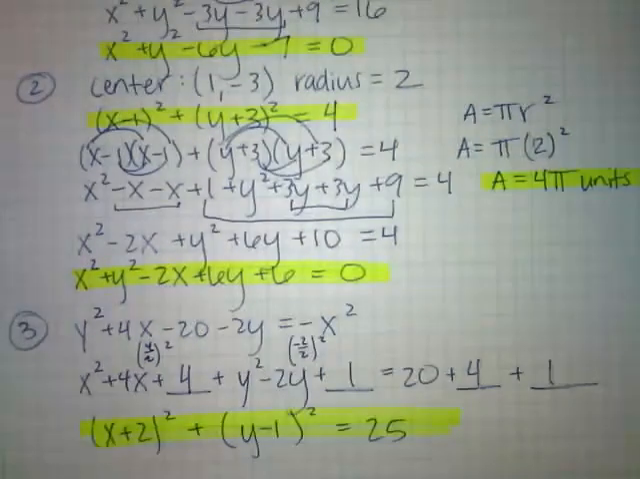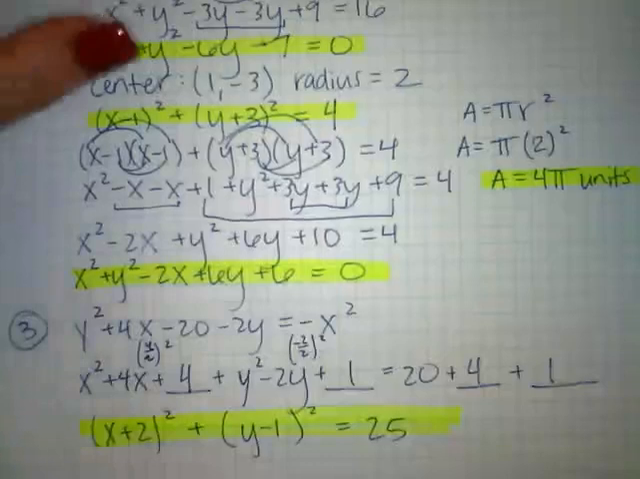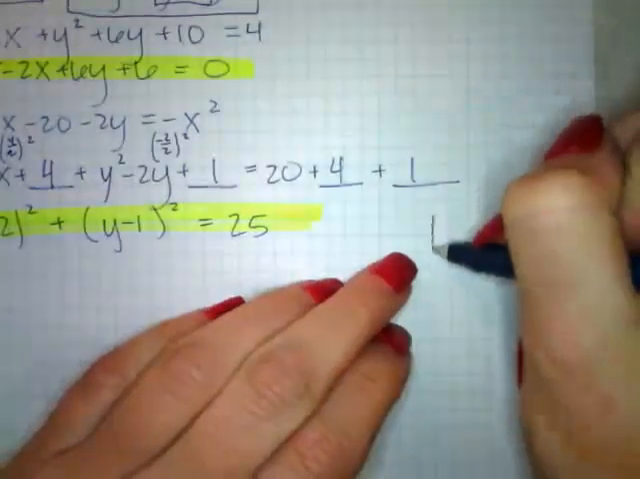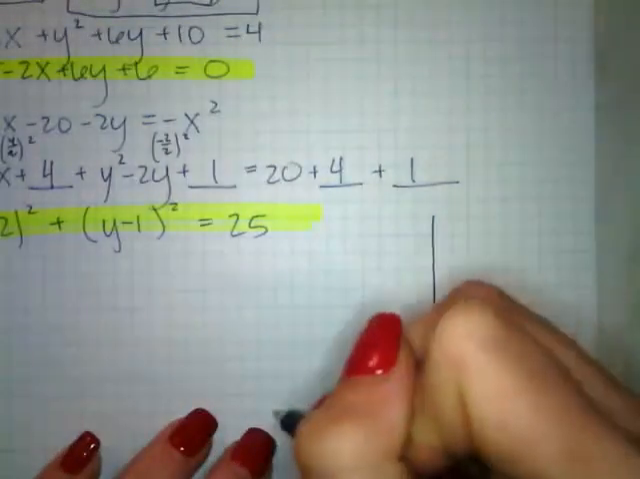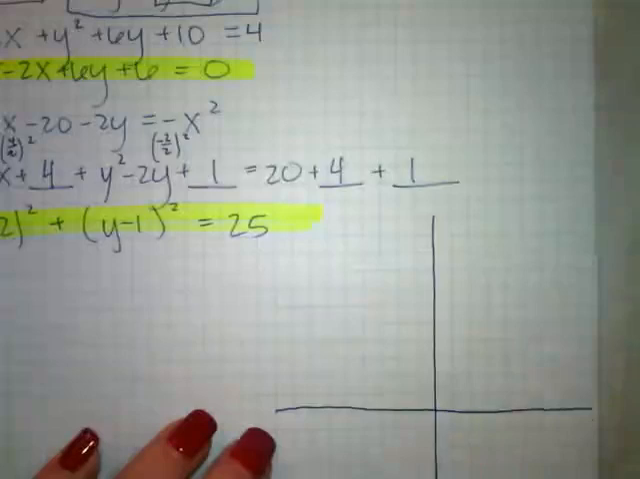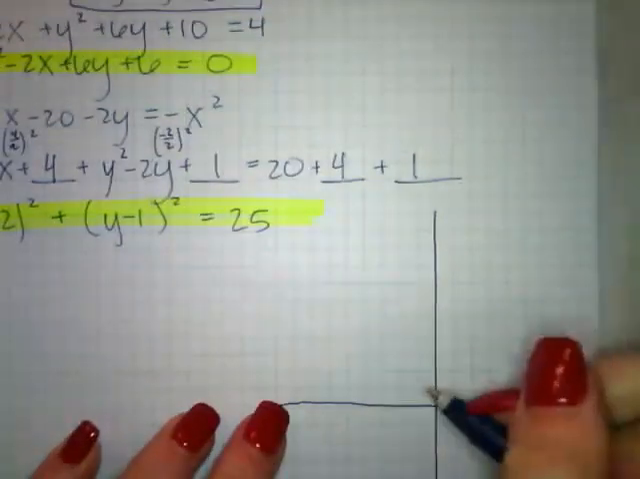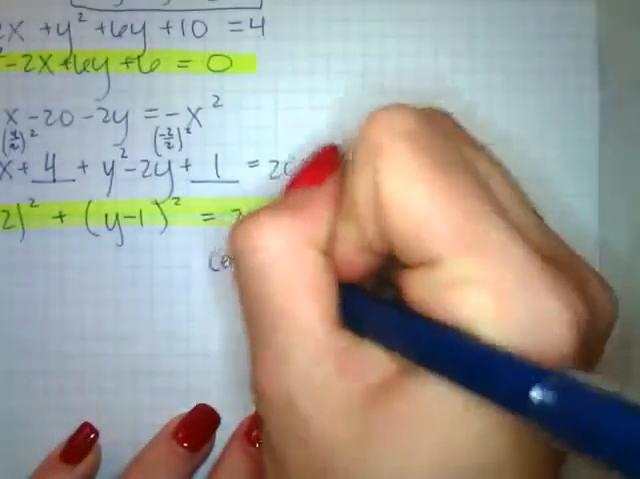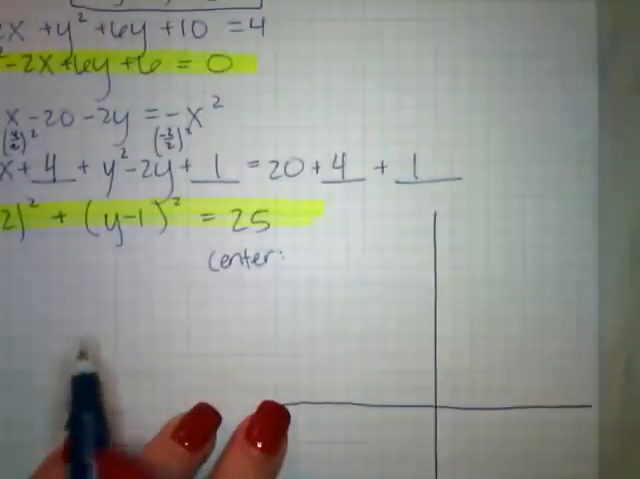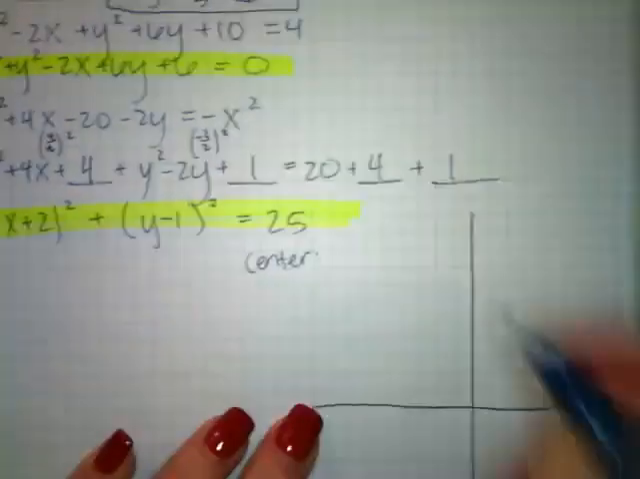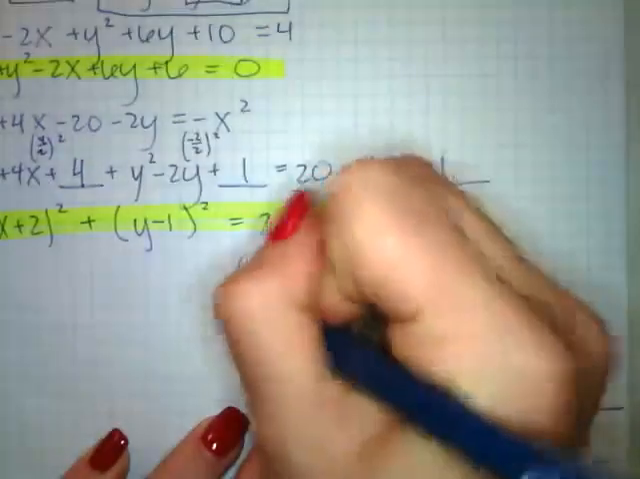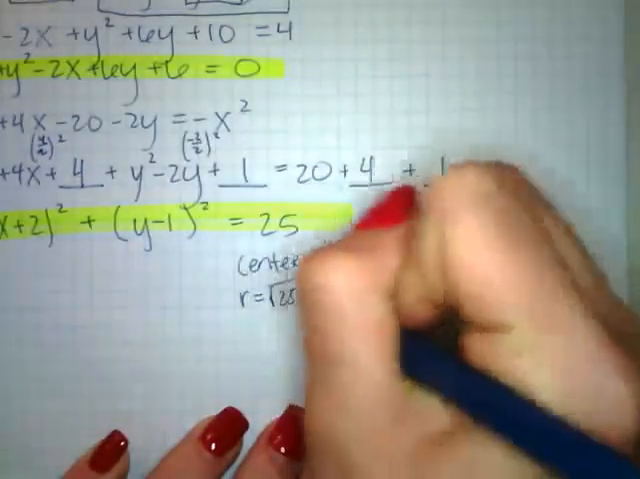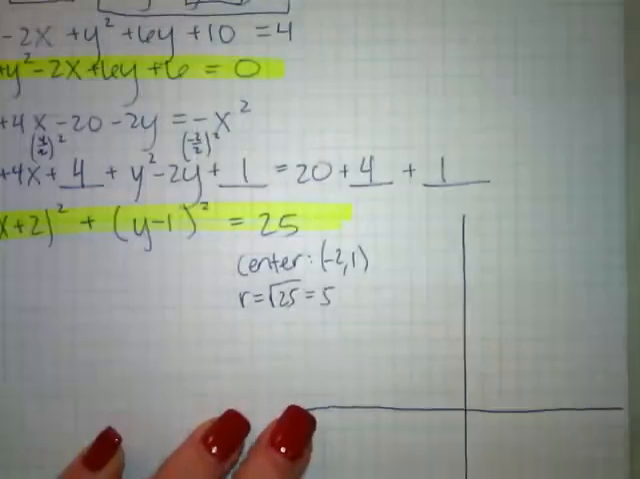Now the last thing it asks is for me to graph this. So I will sketch a graph down here. All right, looks like my center is going to be negative 2, 1. And my radius is the square root of this number, or 5.